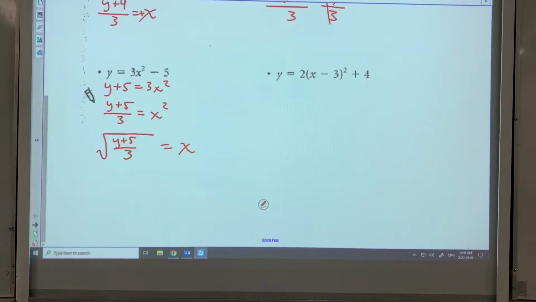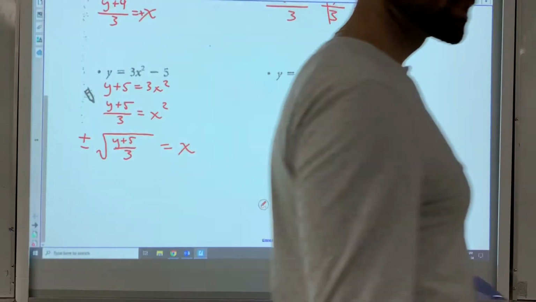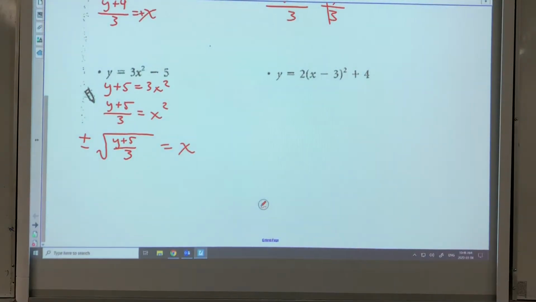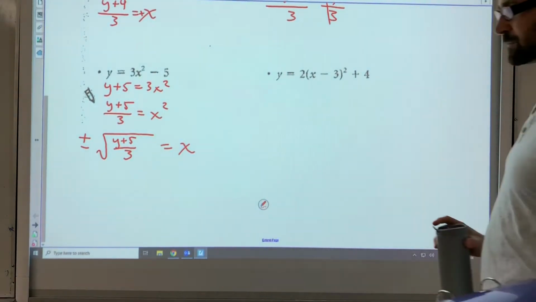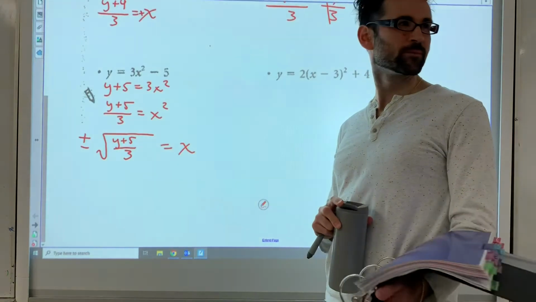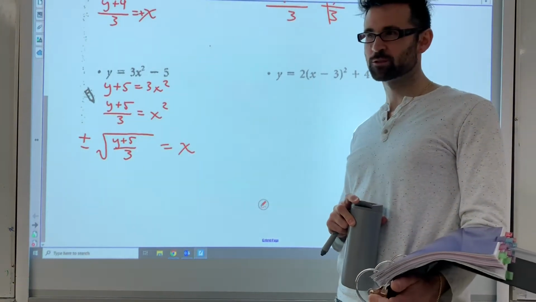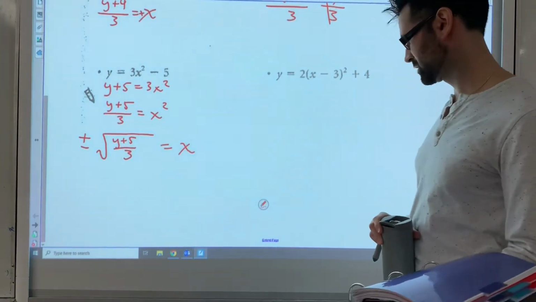If you want to be really fancy, you can put the plus or minus in front of the square root. Right, just as a reminder of the principal root and the non-principal root. That'd be good. Everyone's cool with that? You guys don't look impressed, so that's good.